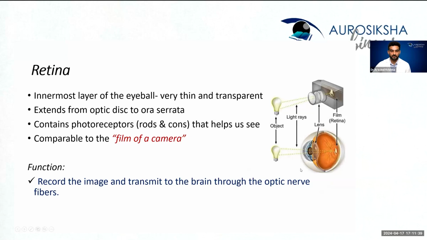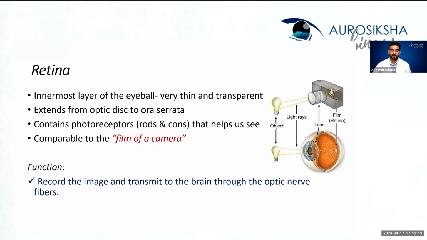So coming to the retina, it is the innermost layer of the eyeball. It is very thin and transparent. As you can see, the retina is actually transparent. So when you look at the fundus and you see the orange or the red or the yellowish glow, it is not actually the retina which contributes to the color. It is the underlying choroid. The retina per se is transparent. It does not have any color. It extends from the optic disc to the ora serrata. It contains photoreceptors, which are rods and cones that help us see. The retina can be compared to the film of a camera.